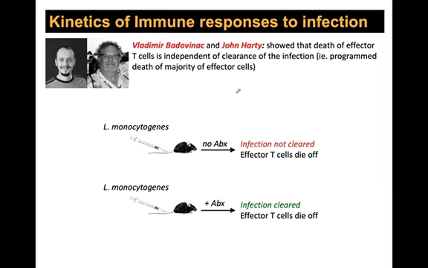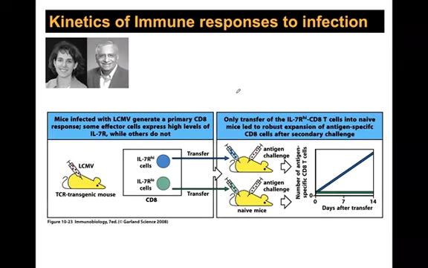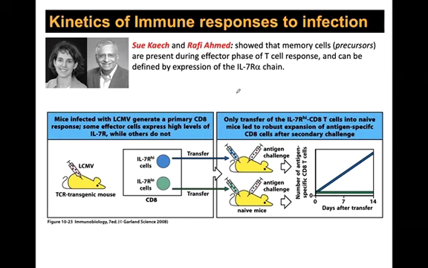Okay, so we know that the contraction phase of the T cell response is pre-programmed to happen. But the question is, when do you generate memory cells? Susan Kaech, a postdoc with Rafi Ahmed at Emory, showed that memory cells, or at least precursors to memory cells, are present even during that effector phase of the T cell response. One of their main claims here is that they were actually able to find these by expression of the IL-7 receptor high affinity version.